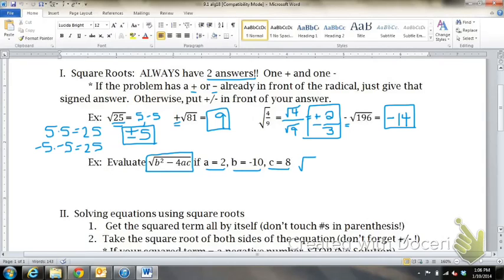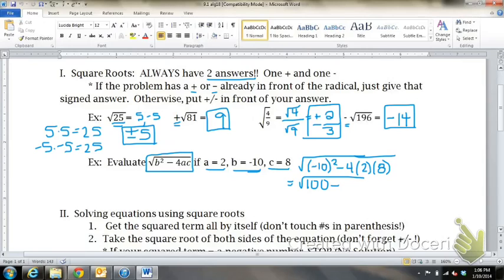So, b squared, b is negative 10. Remember to put negative numbers in parentheses. So negative 10 squared minus 4 times a is 2 times c is 8. Notice at this point there are no letters underneath my square root. So now I just do order of operations. I do the exponents first. So negative 10 to the second power is 100.